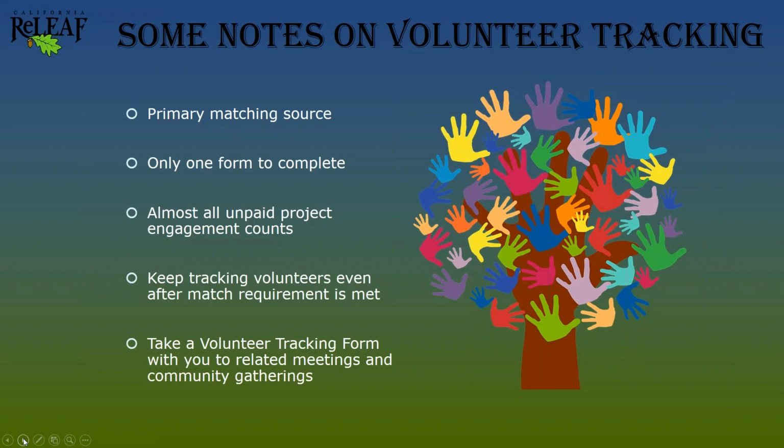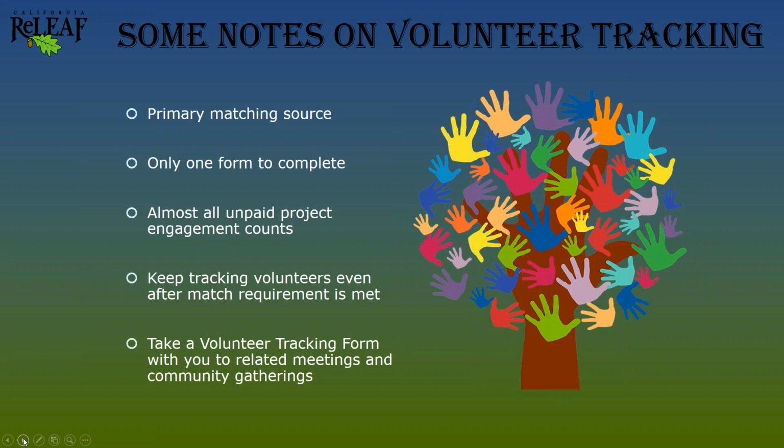Volunteer tracking: most of the match that we turn into CAL FIRE for all of our grants has to do with community support and activism, which shows in our volunteer donations of time to our projects. So we need to make sure that every time you have volunteers working, you keep track of those and report them as match, and that you have the proper information on those.